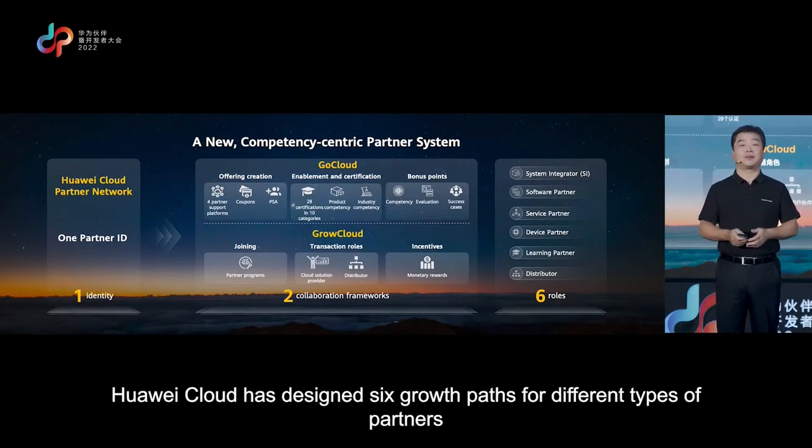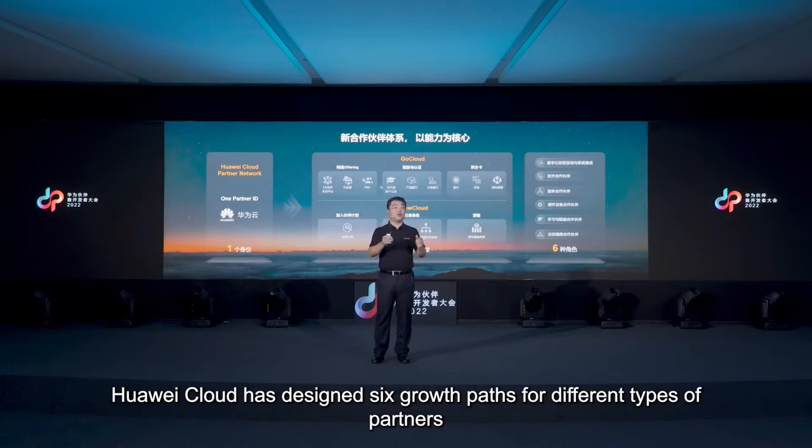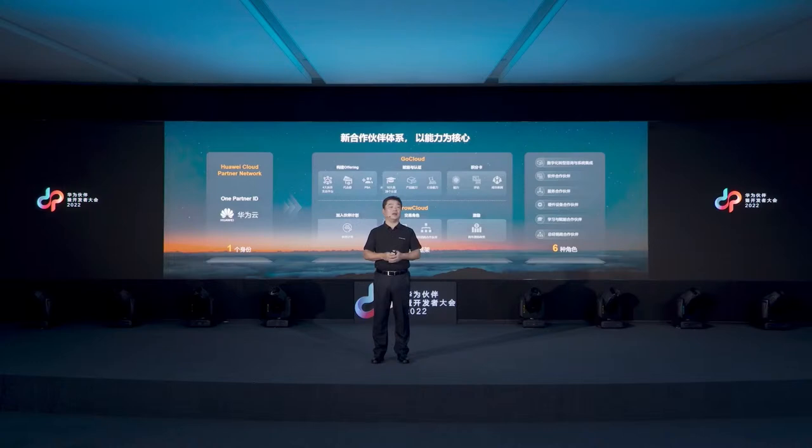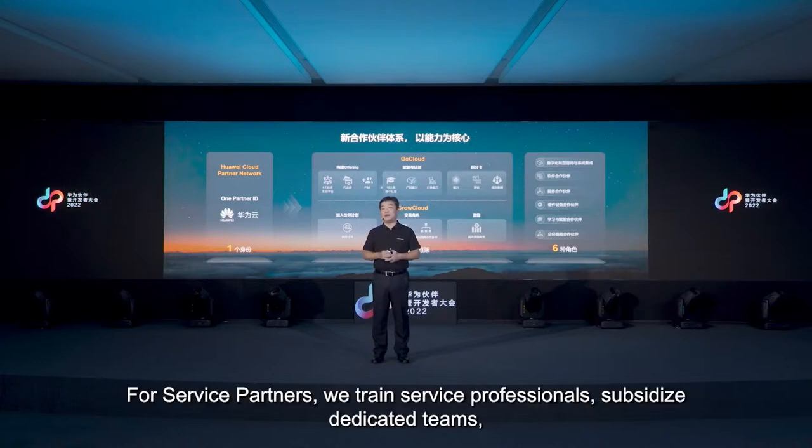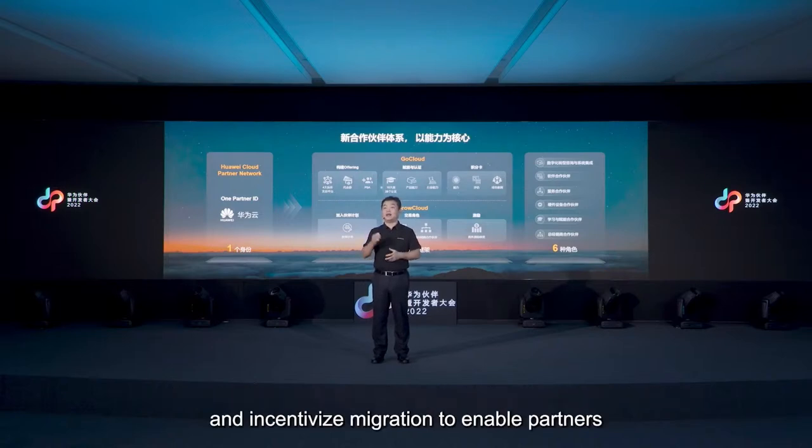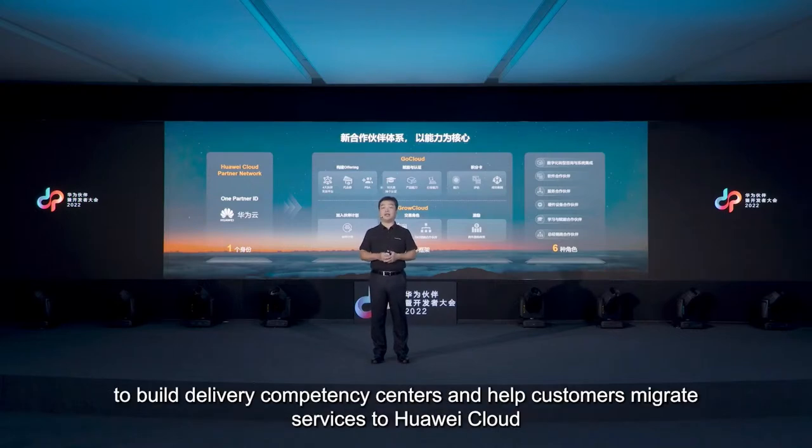Huawei Cloud has designed 6 growth paths for different types of partners. For service partners, we train service professionals, subsidize dedicated teams, and incentivize migration to enable partners to build delivery competency centers and help customers migrate services to Huawei Cloud.